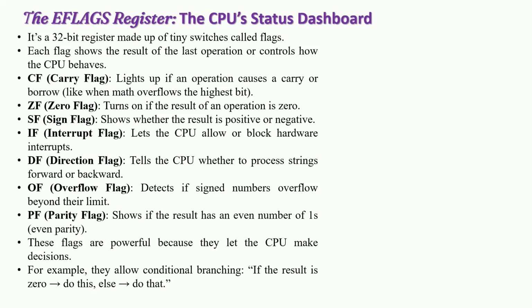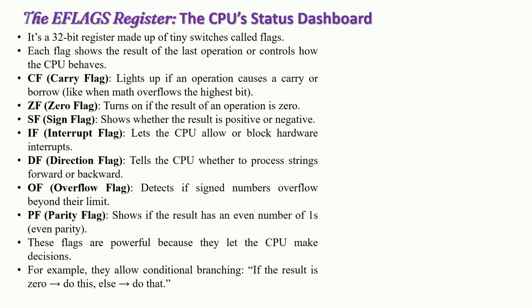IF, interrupt flag, lets the CPU allow or block interruptions. DF, direction flag, decides whether strings are processed in the forward direction or backward direction. OF, overflow flag, is on when signed numbers go out of range. Parity flag PF is on if the result has an even number of ones.